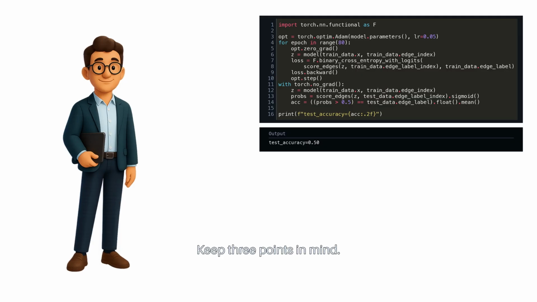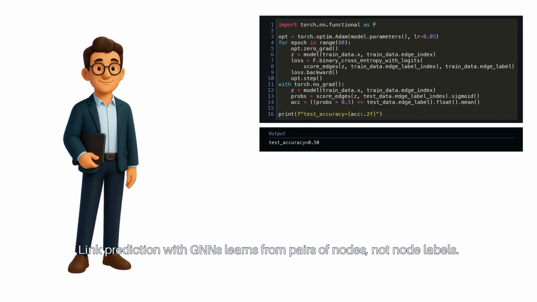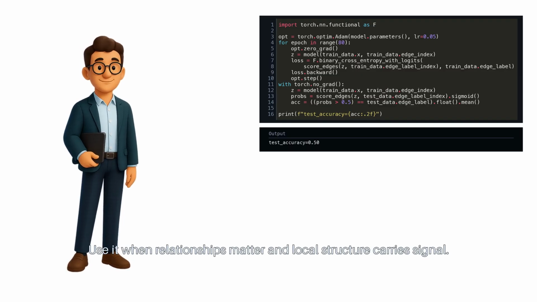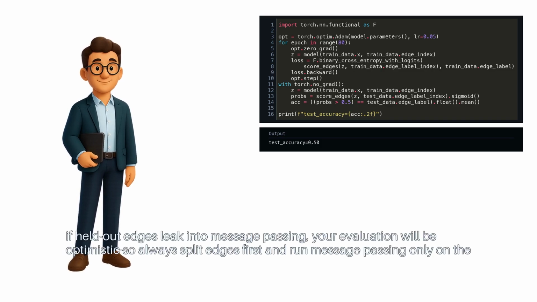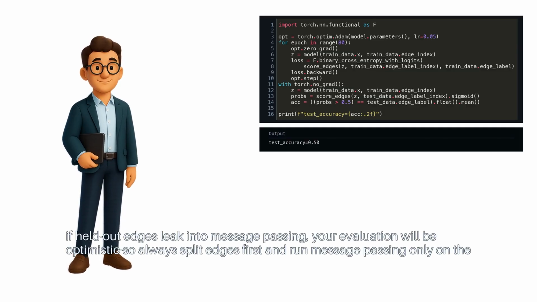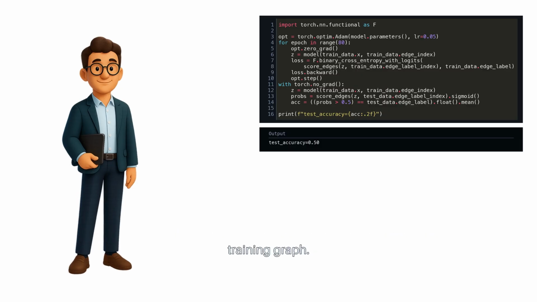Keep 3 points in mind. Link prediction with GNNs learns from pairs of nodes, not node labels. Use it when relationships matter and local structure carries signal. And a single caveat: if held-out edges leak into message passing, your evaluation will be optimistic. So always split edges first and run message passing only on the training graph.